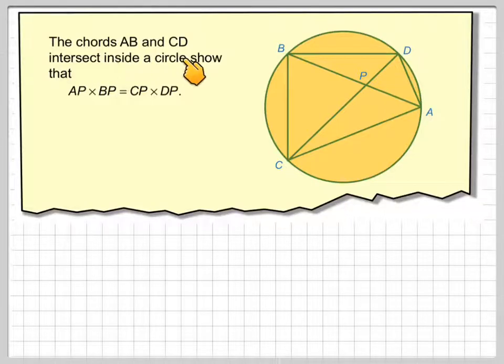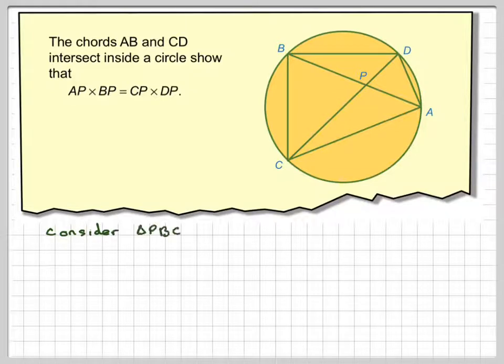The chords AB and CD intersect in a circle. Show that AP times BP is equal to CP times DP. So what we've got here is two chords, AB, which is this one, and CD, and they intersect at P. And what we've got to show is that this distance, AP times BP, is equal to CP times DP.